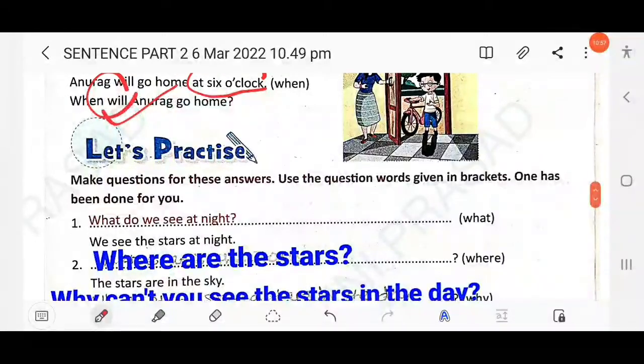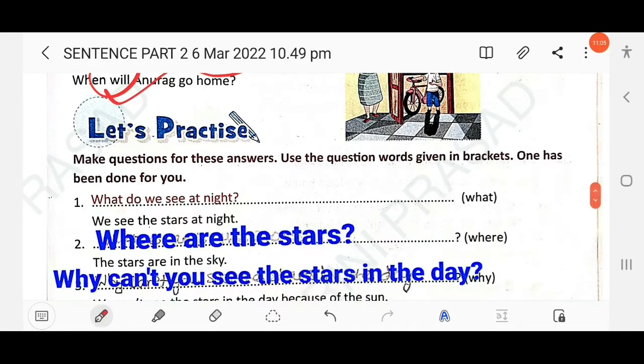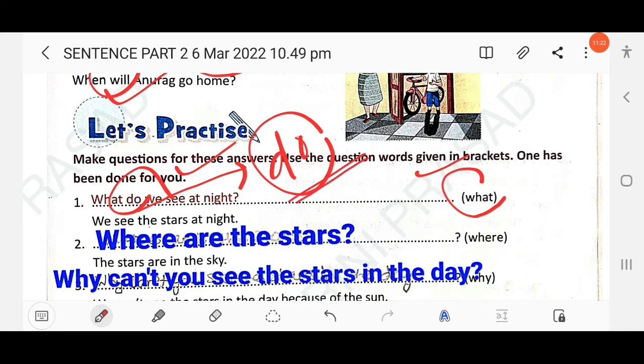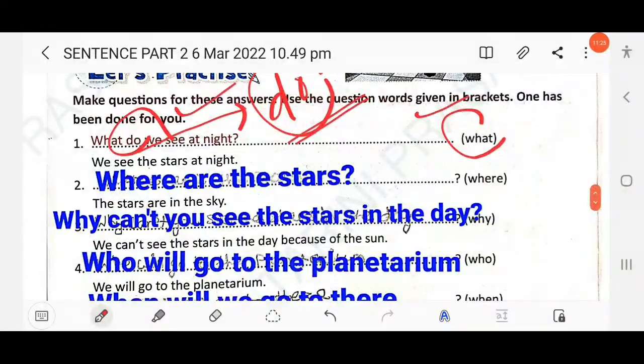Then next, make questions for these answers. Use the question words given in brackets. One has been done for you. So here the first one: we see the stars at night. The WH word is already provided in the bracket, so you have to follow the structure. What do you see? This is simple present tense, so we have to use do or does. The next: the stars are in the sky. Here you have to use the WH word where. Where are the stars?